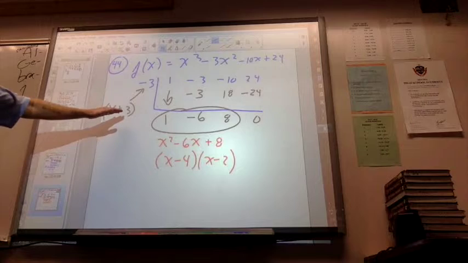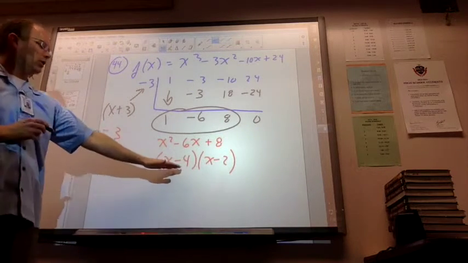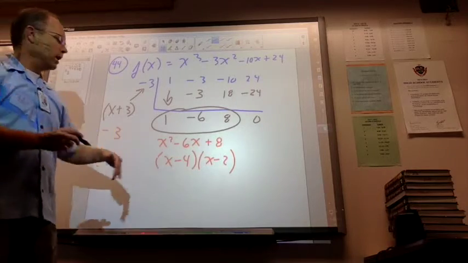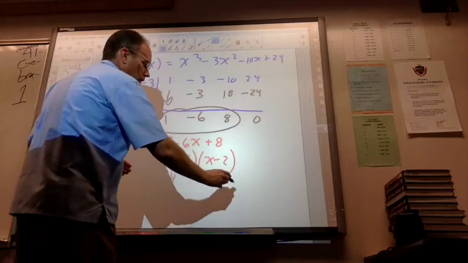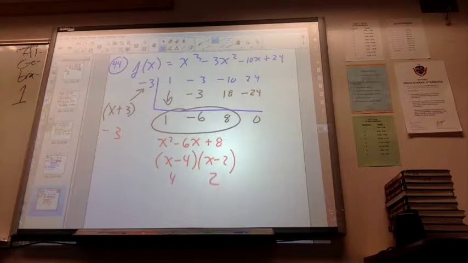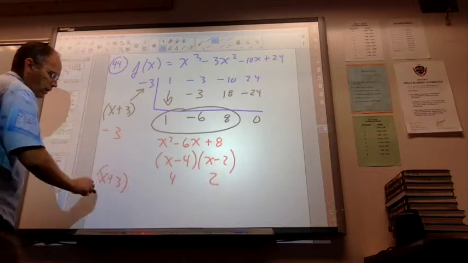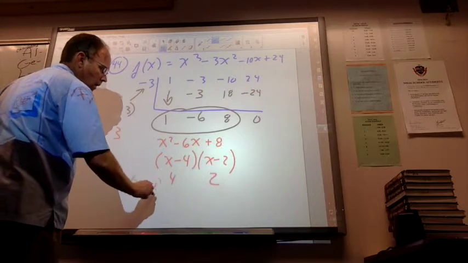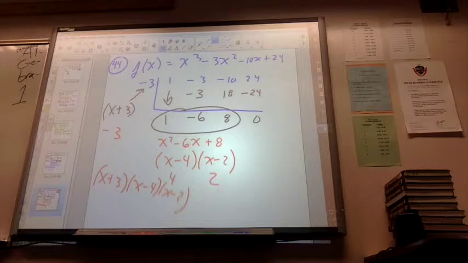What's the multiplicity of this? 1, and this yields me a 0 of negative 3. What's the multiplicity of this? 1, and this gives me a 0 of 4. What's the multiplicity of this? Also 1, gives me a multiplicity of 1, and that as an answer. So the true whole answer all factored out is x plus 3, x minus 4, x minus 2. Okay?